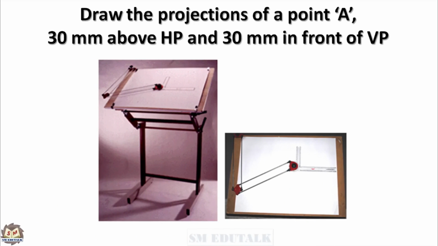Okay, let us solve a real problem. Draw the projections of a point A 30 mm above HP and 30 mm in front of VP. This is the first problem we are going to solve. So, before solving this, I will explain some prior settings before starting to draw.